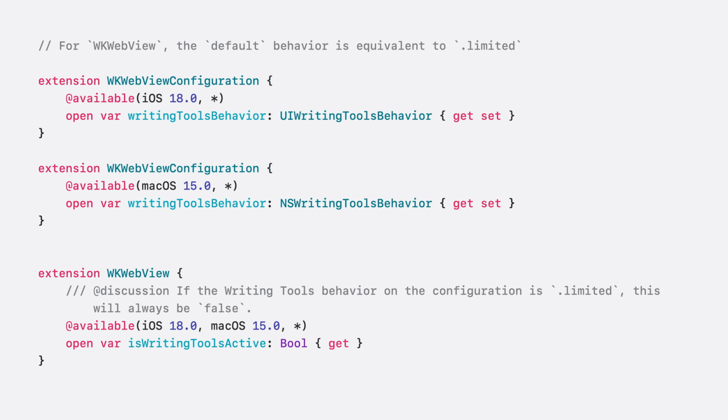Lastly, we have similar APIs for WKWebView. You can specify the same enum via WKWebView configuration. Keep in mind that the default behavior for WKWebViews is limited. If you want the complete behavior, you'll need to set that explicitly. You can check or observe the isWritingToolsActive property to know if a WritingTools session is active.